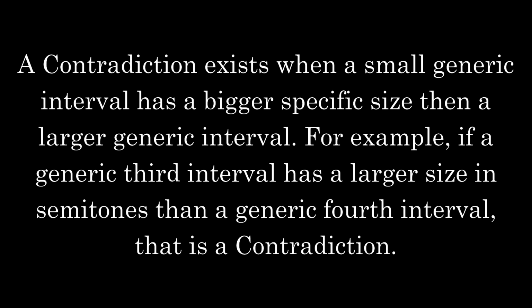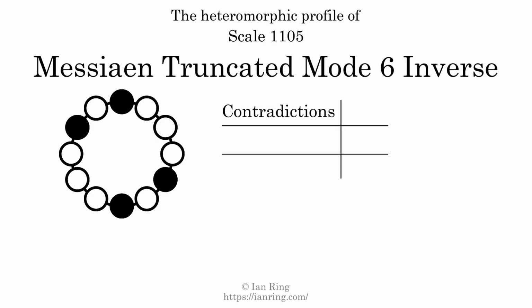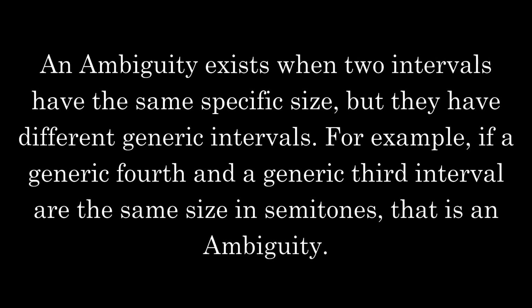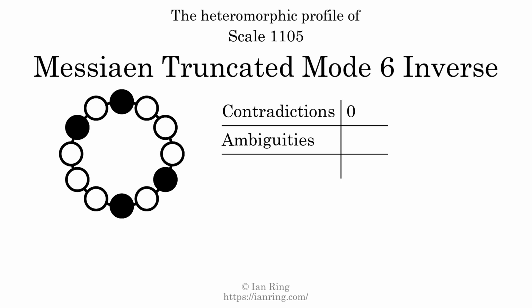A contradiction exists when a small generic interval has a bigger specific size than a larger generic interval. For example, if a generic third interval has a larger size in semitones than a generic fourth interval, that is a contradiction. The number of contradictions in this scale is 0. An ambiguity exists when two intervals have the same specific size, but they have different generic intervals. For example, if a generic fourth and a generic third interval are the same size in semitones, that is an ambiguity. The number of ambiguities in this scale is 0.